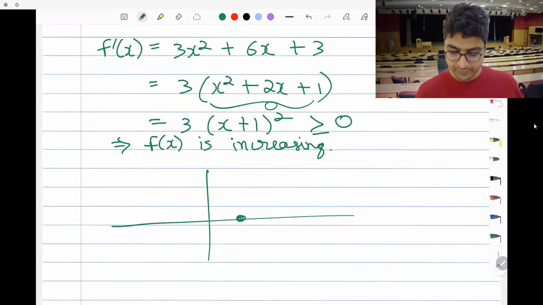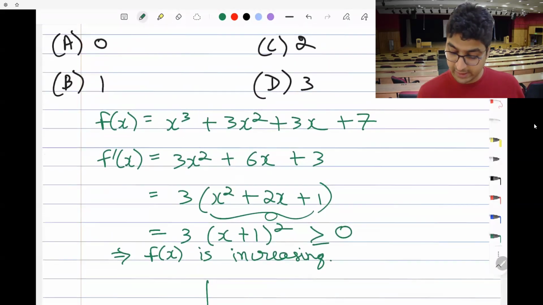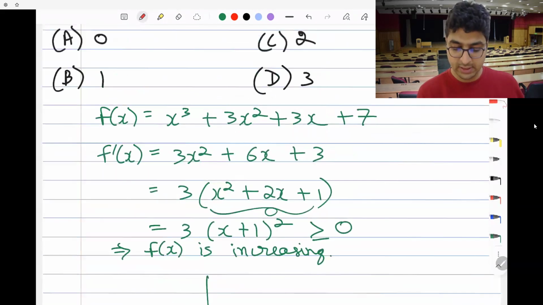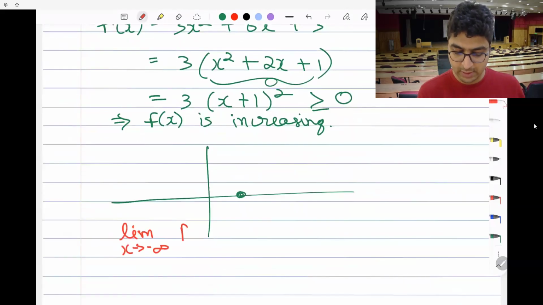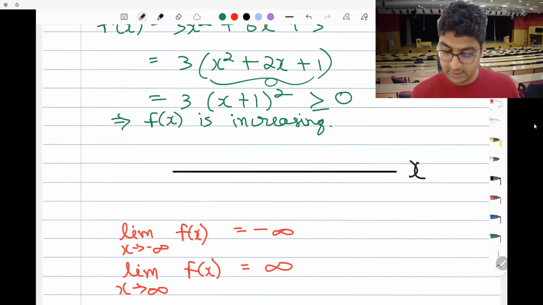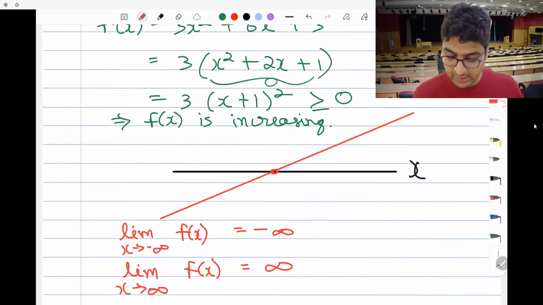So what we need to check is whether it is cutting the x-axis or not. And how can we do that? Well, what I know is, if I take the limit as x tends to minus infinity, we discussed just now, x cube decides where the function is going. It has the highest degree. So if x goes towards minus infinity then the function will also go towards minus infinity. And if x goes towards infinity, then in that case f(x) will also go towards infinity. So which means if this is the x-axis, then it is going towards minus infinity when x tends to minus infinity, and it is going towards infinity when x is going towards infinity. So which means it has to intersect the x-axis. So it has exactly one solution.